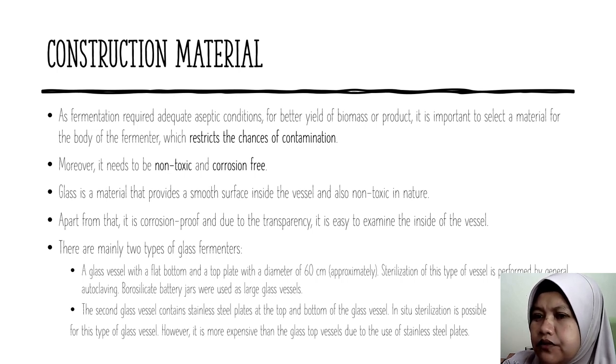There are mainly two types of glass fermenter, which are a glass vessel with a flat bottom and a top plate with a diameter of approximately 60 cm. Sterilization of this type of vessel is performed by general autoclaving. Borosilicate battery jars were used as large glass vessels. This is what you see in the laboratory. The second glass vessel contains stainless steel plates at the top and bottom of the glass vessel.